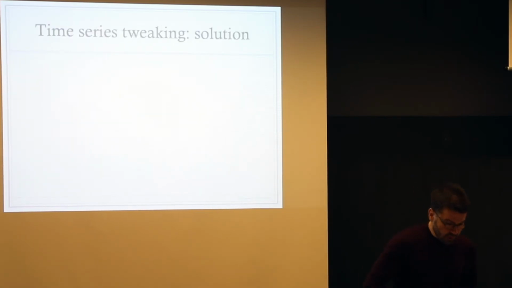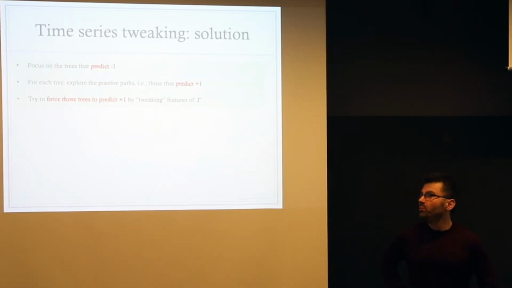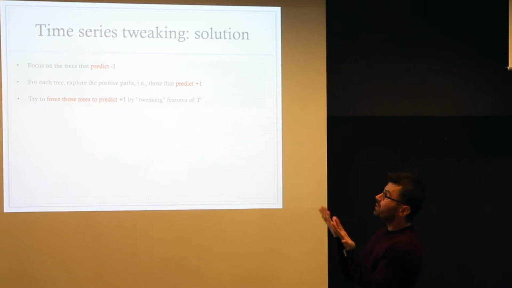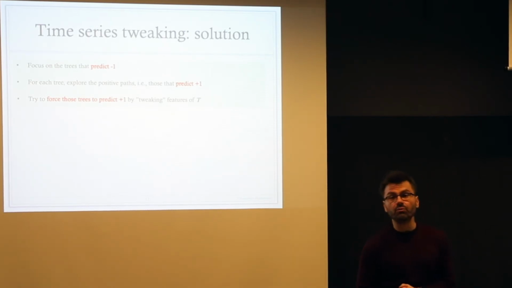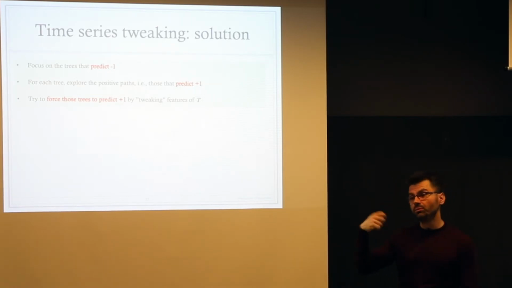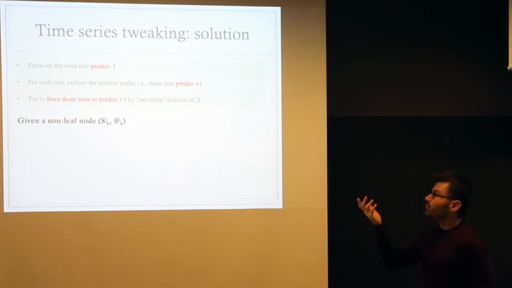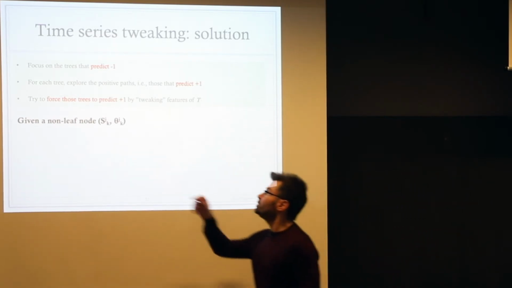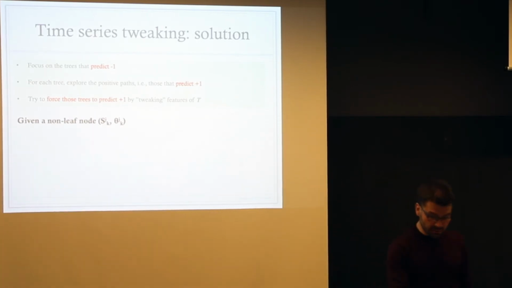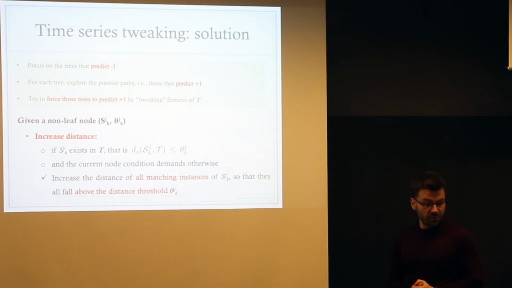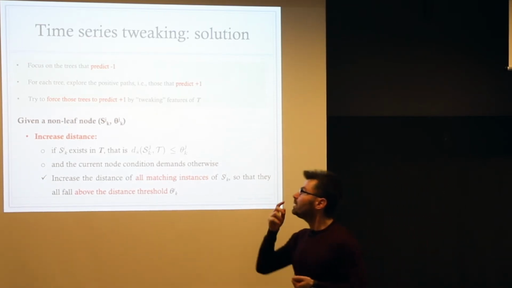All right, so the way we approach this is mainly that we focused on trees that predicted -1, and then we tried to force the conversion. So for each tree, we found the positive paths, and we wanted to force each tree to take a positive decision. So, for each non-leaf node, suppose you have a condition on a particular shapelet and a particular theta threshold. So there are two things that can occur.